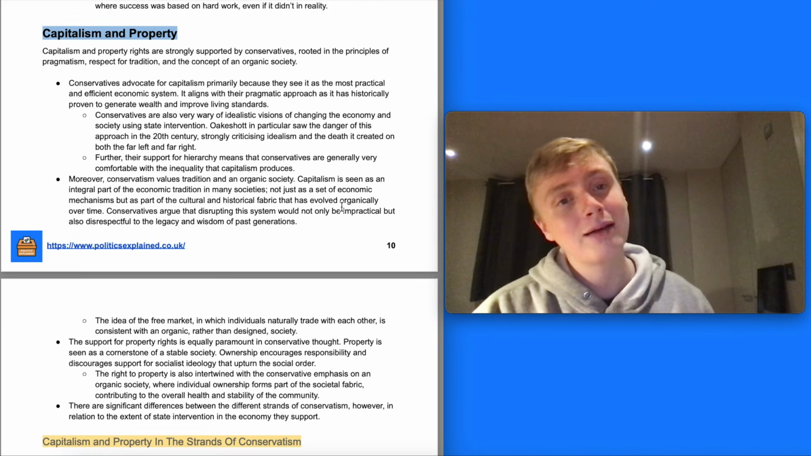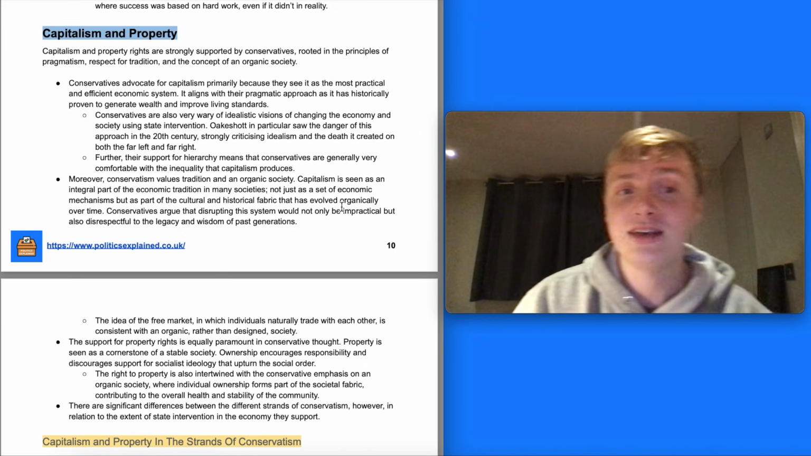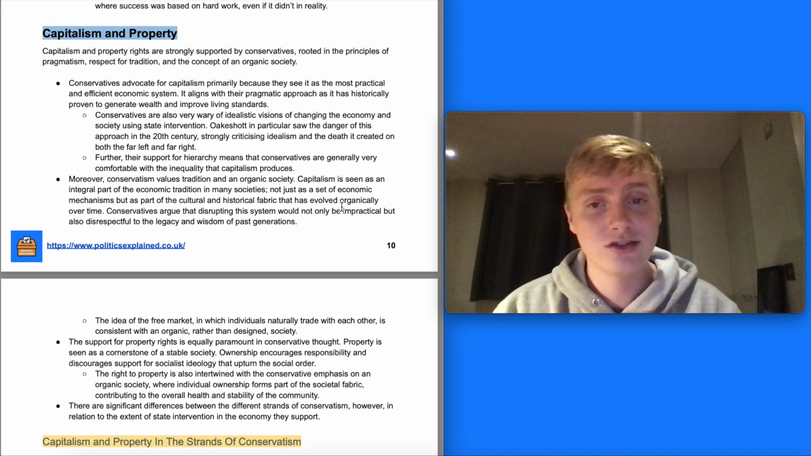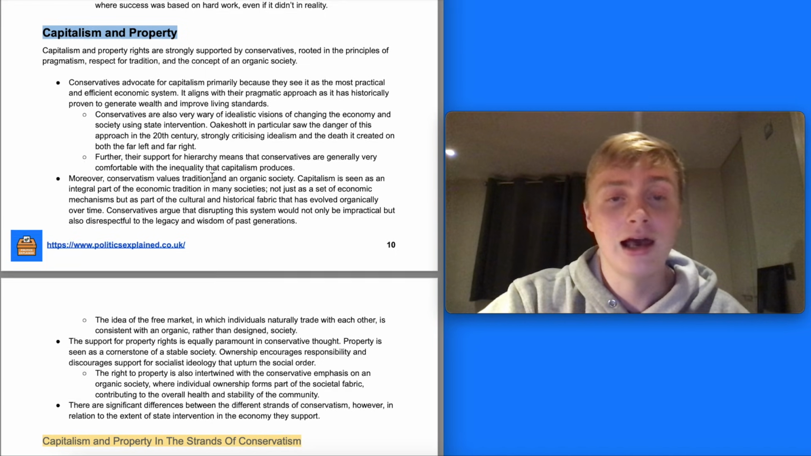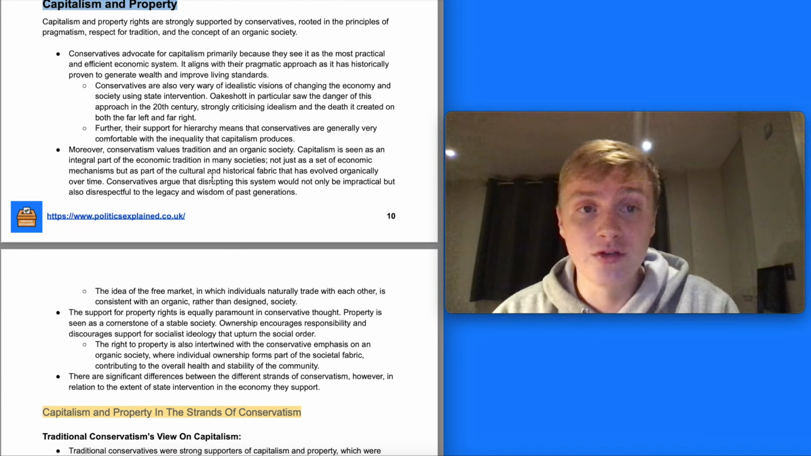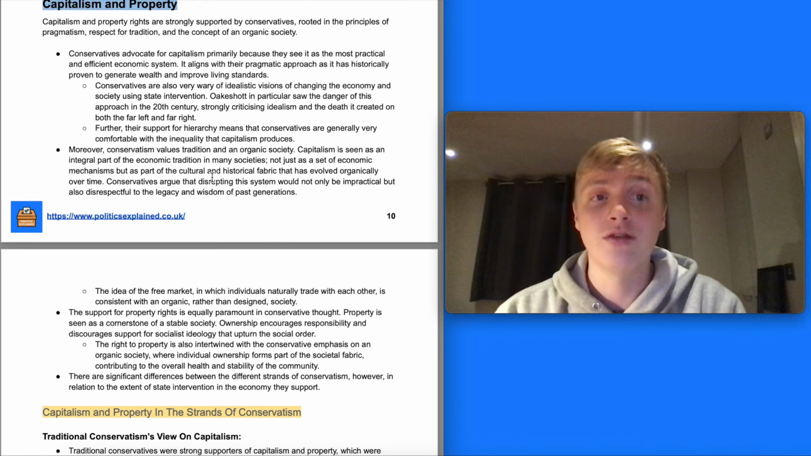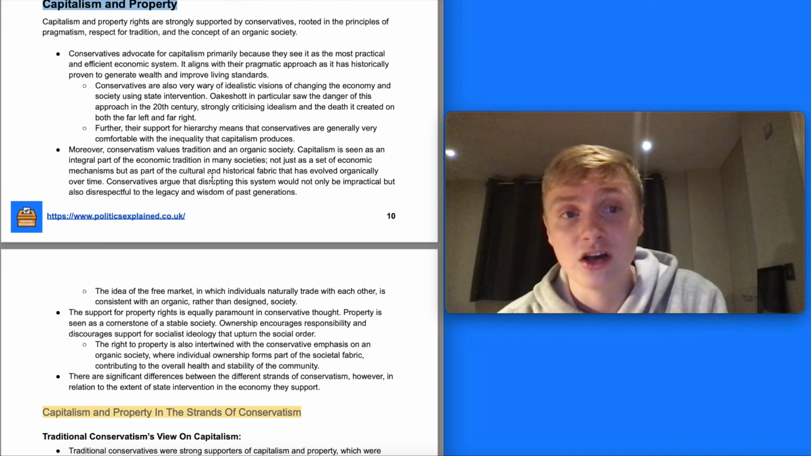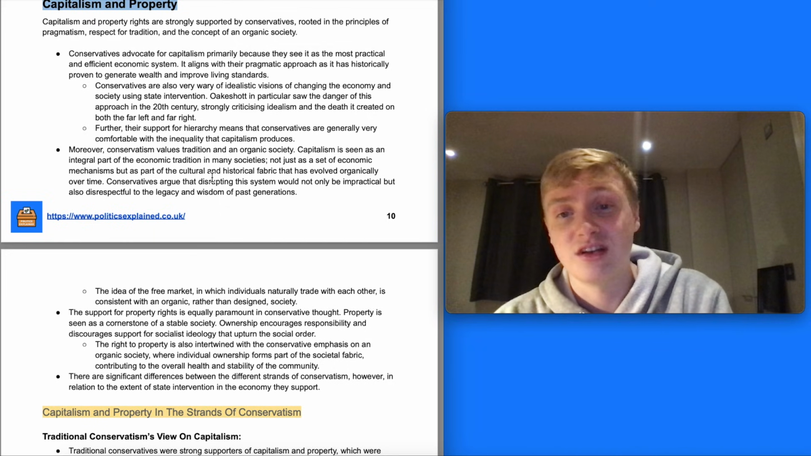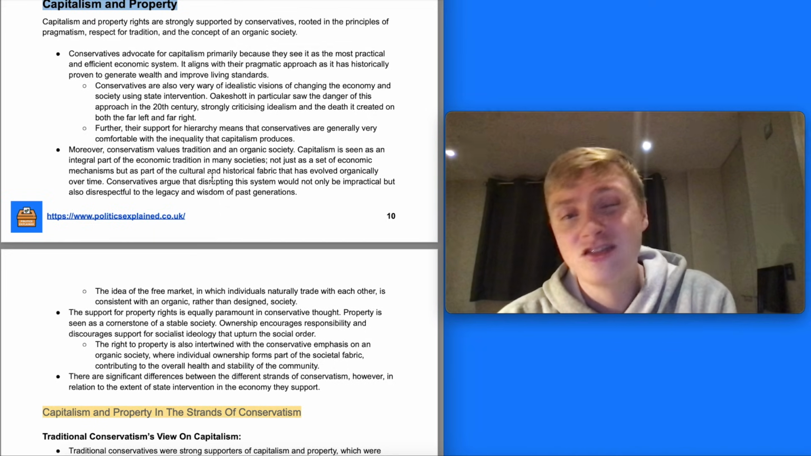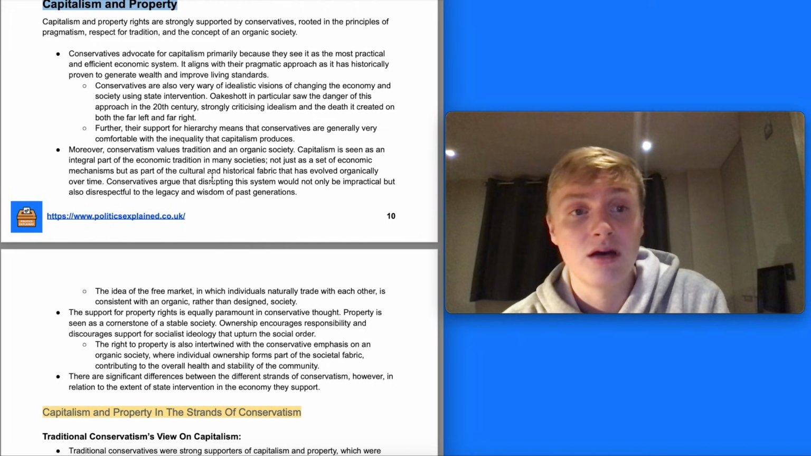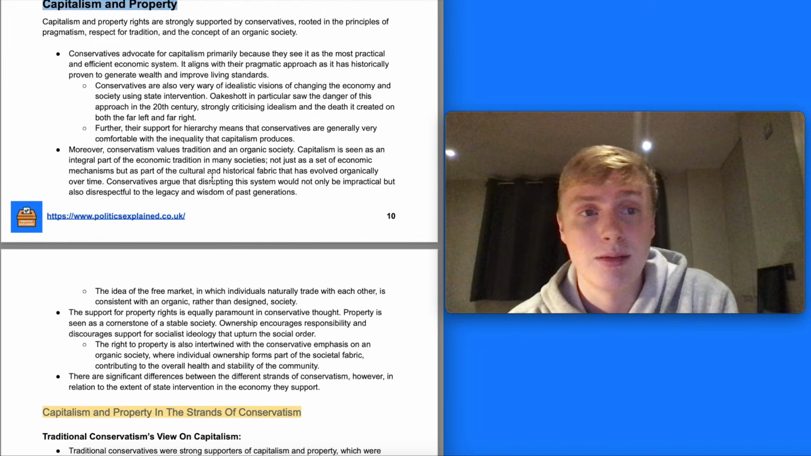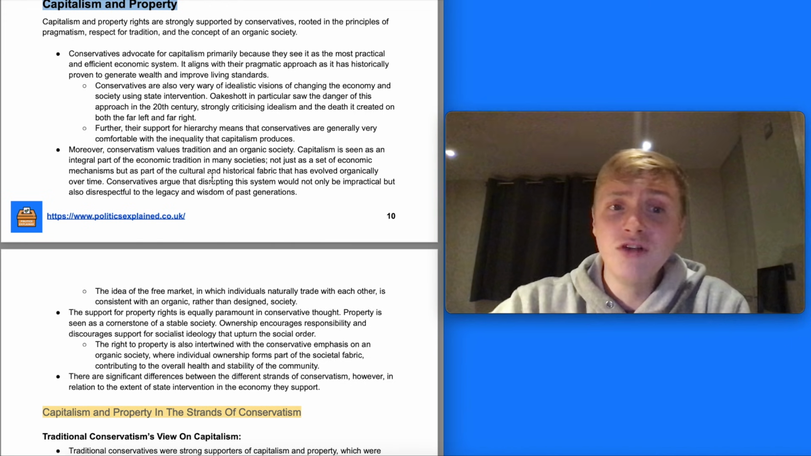So they support capitalism primarily due to pragmatism. They see it as the system that works, the most practical and efficient economic system. It aligns with this pragmatic approach and is proven to generate wealth and improve living standards. So they're very wary of idealistic visions of changing the economy through state intervention, which they saw as really dangerous. And their support for hierarchy means that conservatives are very comfortable with the inequality that capitalism produces.